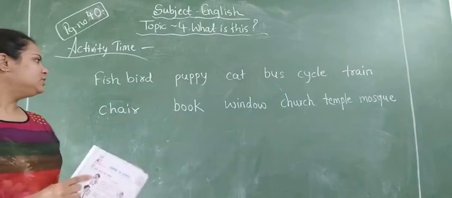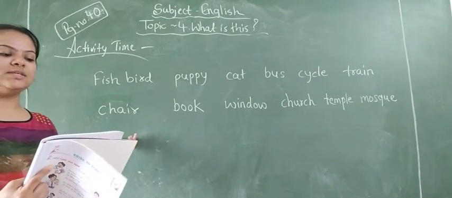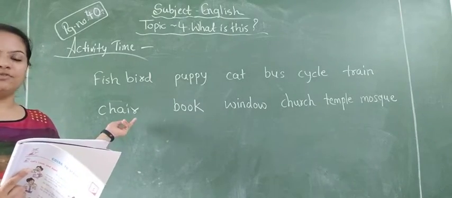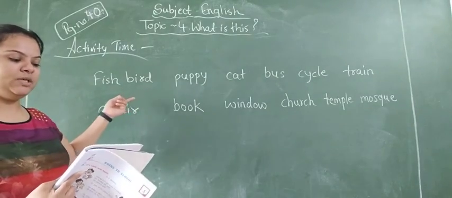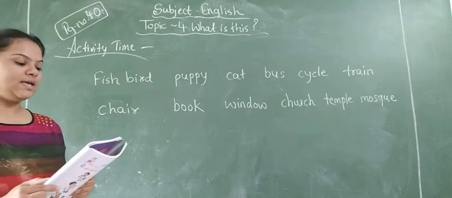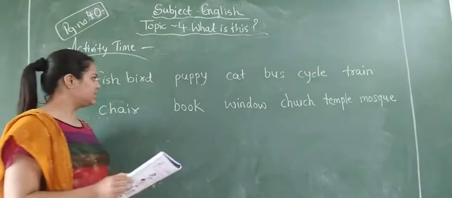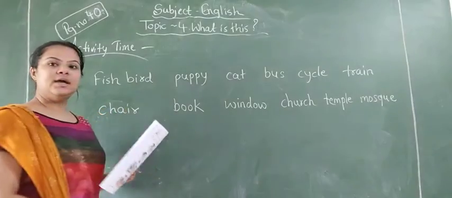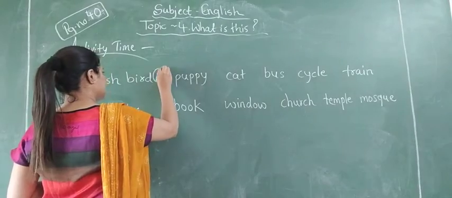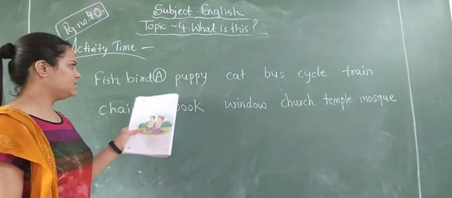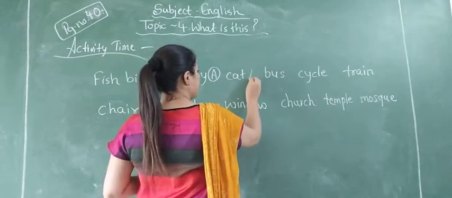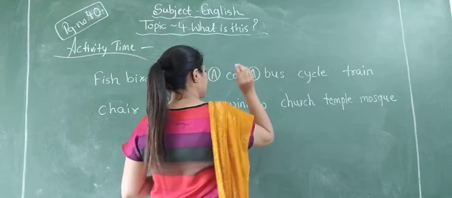है ना. So after that what we have to do in this: write P, A and T for place, animals and thing for each word. हर एक word के सामने हमें P, A और T लगाना है. So P for place, A for animals and T for things. So fish and bird are animals. So here we have to write A and circle it. Then there is puppy. Puppy is also an animal, so write A. Cat is also an animal, so write A.